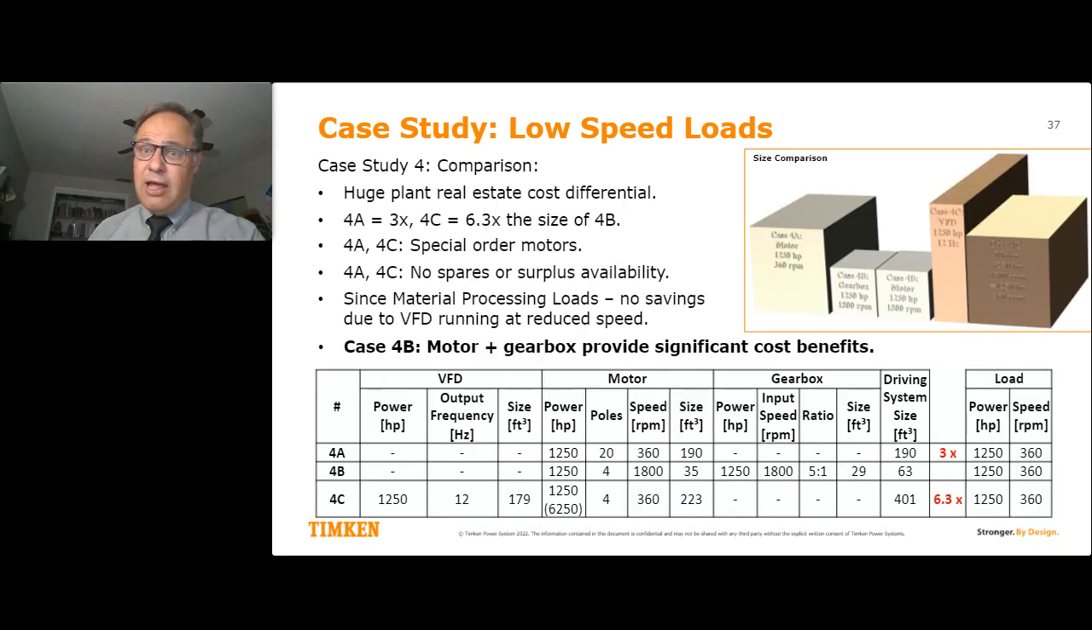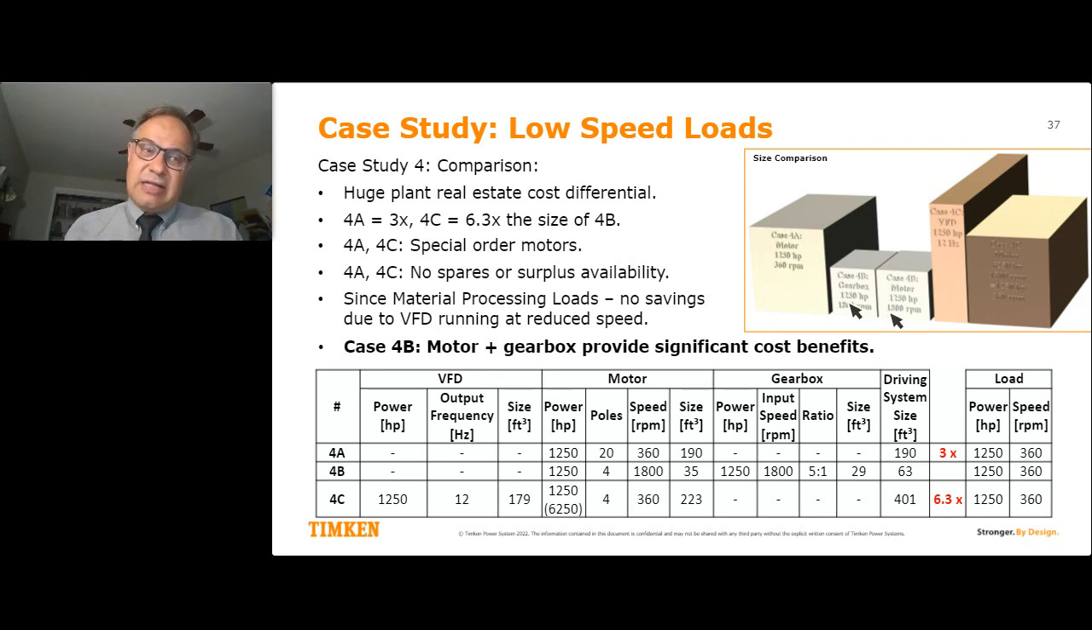Now comes the big one. If I compare the physical envelope size of these machines, this picture shows it much more easily. My case study 4A is the direct drive motor. There's no gearbox, there's no VFD. I get a slow speed motor, which is a beast. It's a big machine.